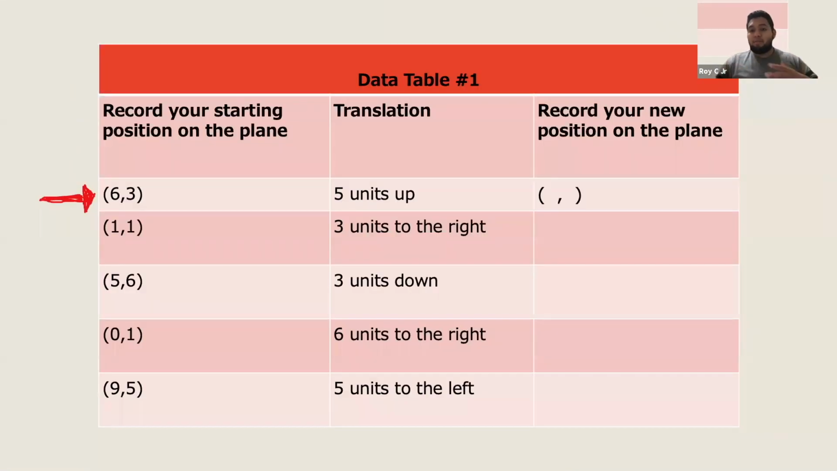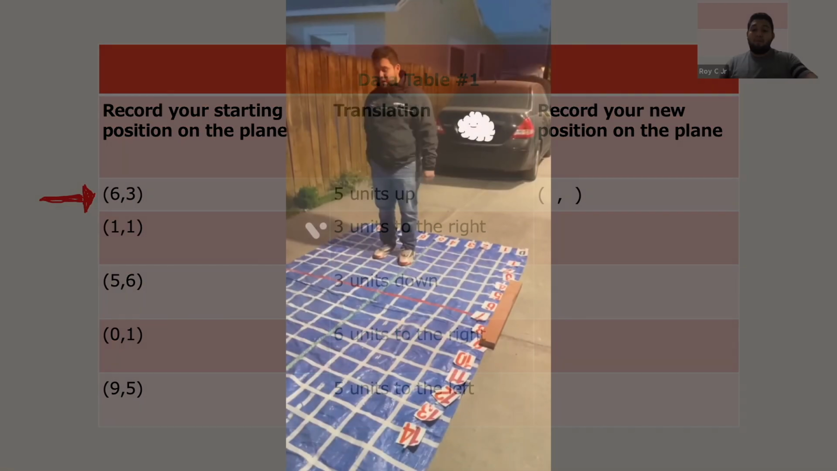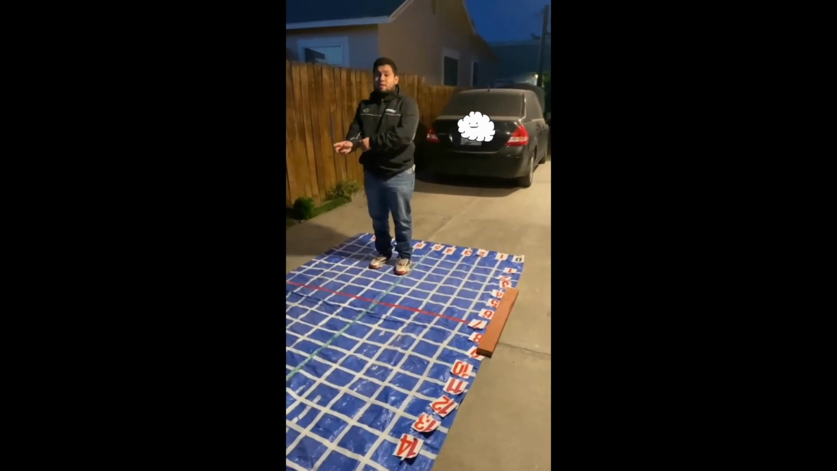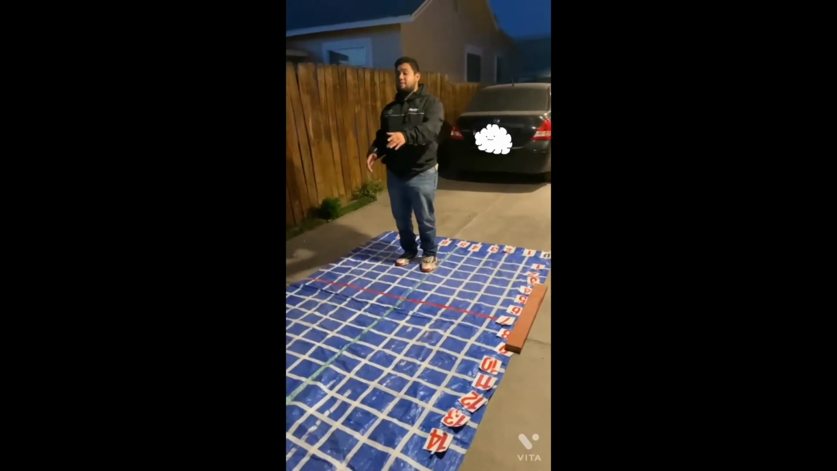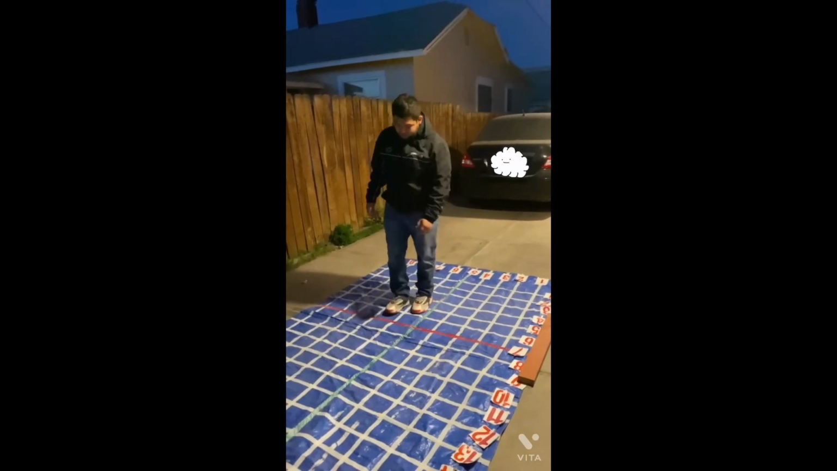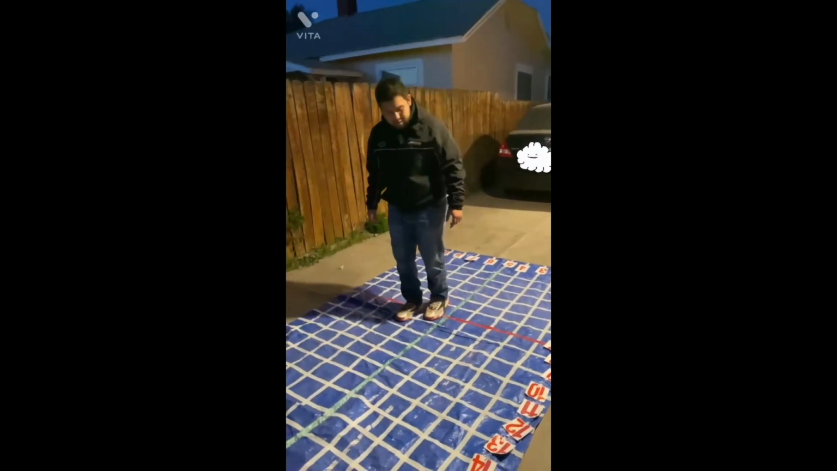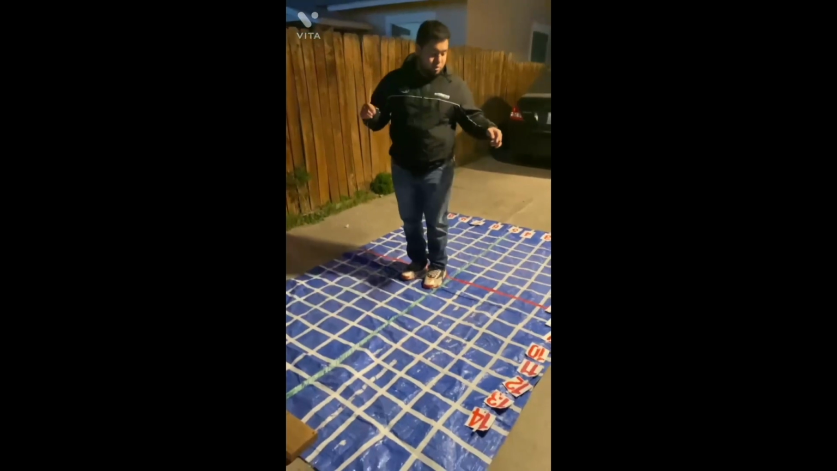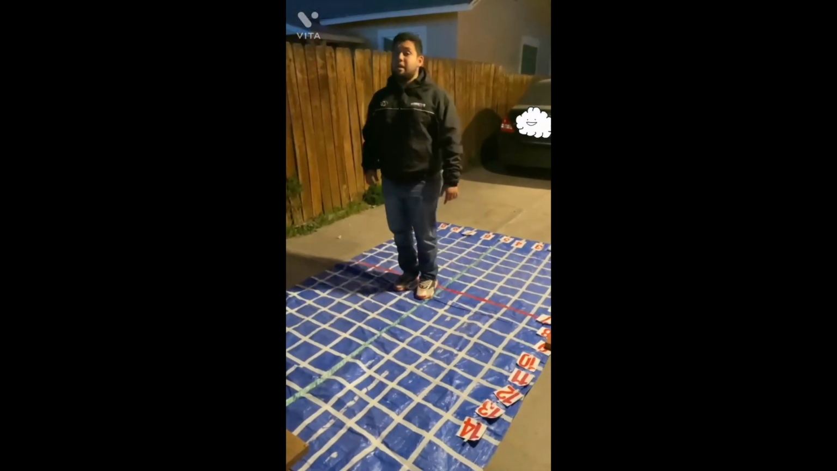So to practice how we can use translation transformations, let us do the first practice problem on data table 1. We're standing at 6 comma 3. That's our initial position, and we're gonna slide 5 units forward. So 1, 2, 3, 4, 5. So now our new position is 6 comma 8.